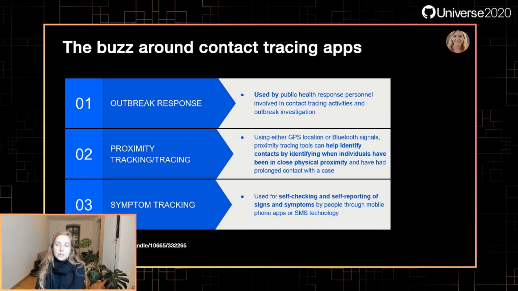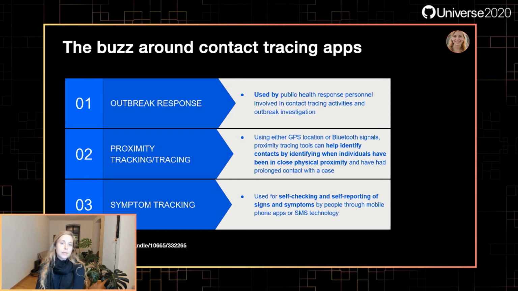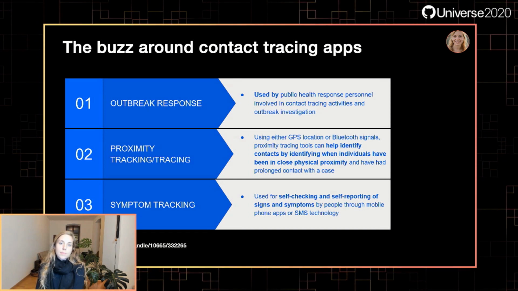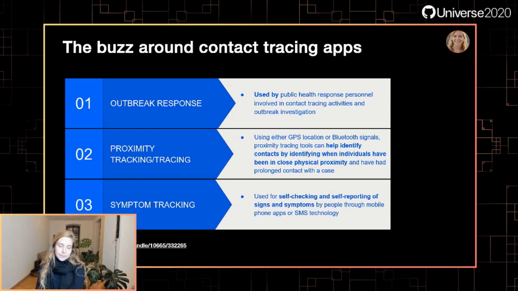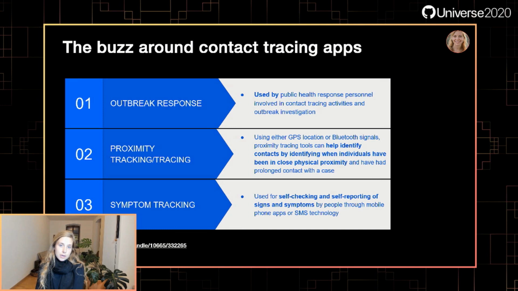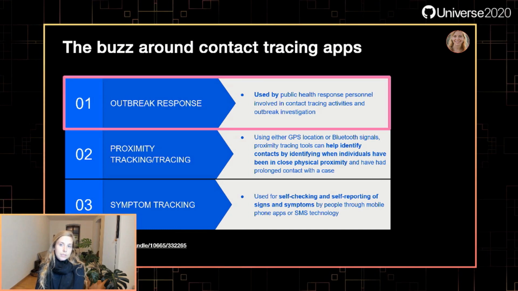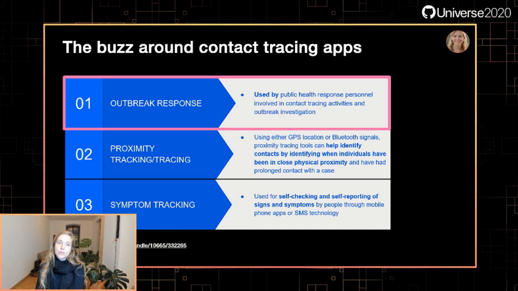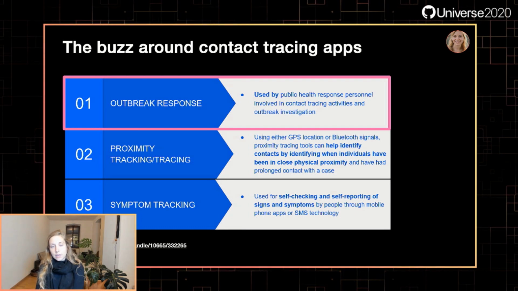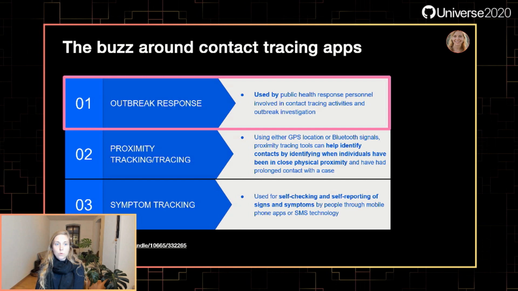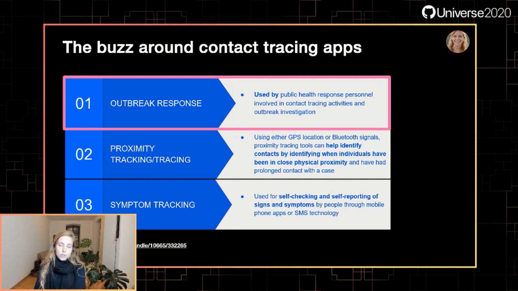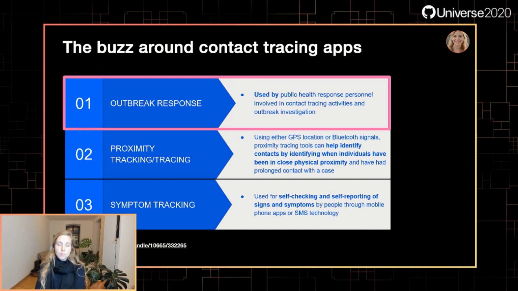So WHO guidance on digital tools for contact tracing published back in June lumped these tools into three main categories: outbreak response, proximity tracking, and symptom tracking. The Go.Data tool falls into the first category and serves really as a reference outbreak response tool, either for countries to use out of the box if they don't already have one, or for countries to align their existing outbreak response tool with, thereby ensuring WHO standards on minimum data collection, data privacy, et cetera.